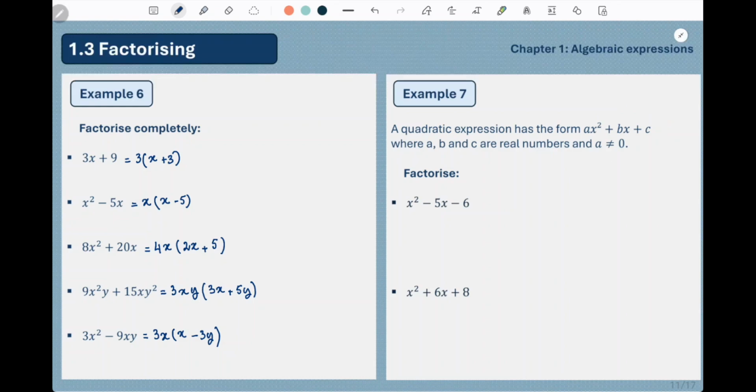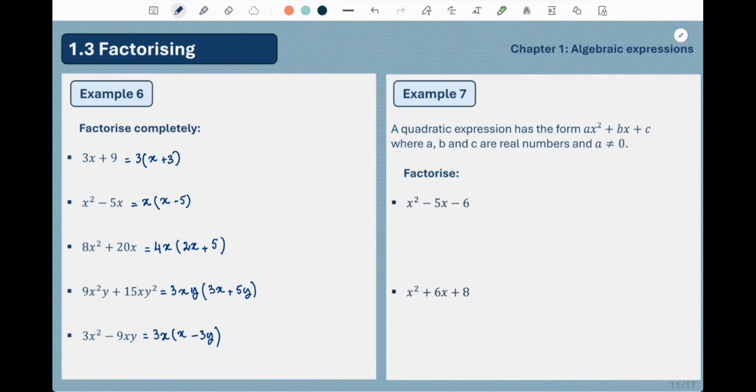Why this condition though? It's because if a is 0, we would simply have something in this form, which is a linear expression. So it would lose the name basically. So in this case, this is a quadratic expression. This is yes, this is no, if that makes sense. So a quadratic expression is an expression where the highest power of x is 2, as seen in these two examples. Okay, now we'll have to factorize.